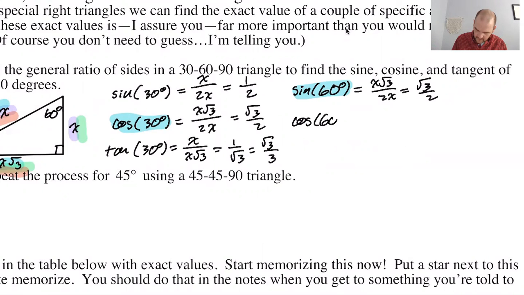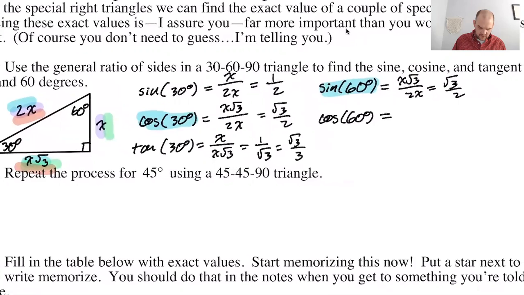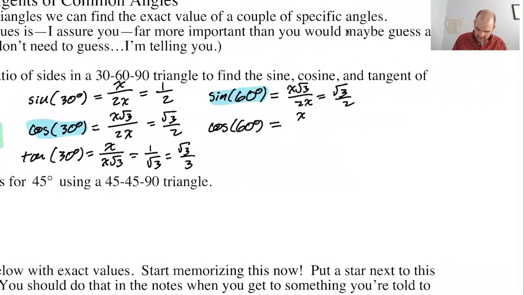Cosine of 60 degrees. So you can just look, I'm not going to highlight. Cosine of 60 degrees is going to be adjacent, which is x, over hypotenuse, which is 2x. So that's 1/2. And if you look carefully, cosine of 60 is the same as the sine of 30, for the same reason.